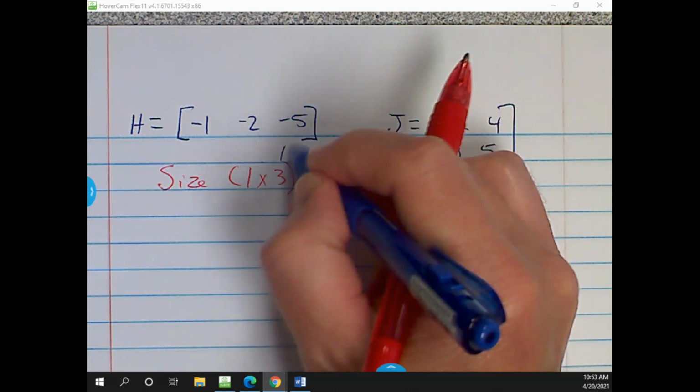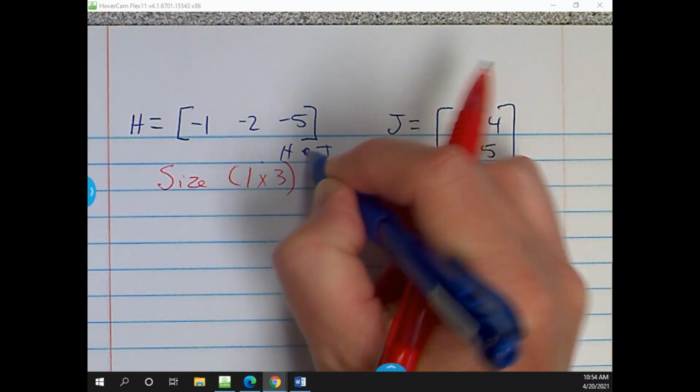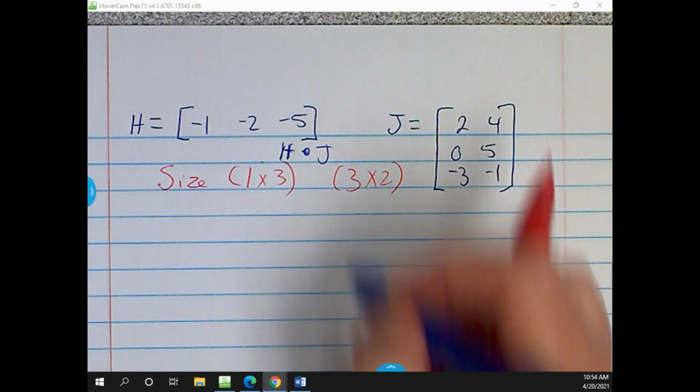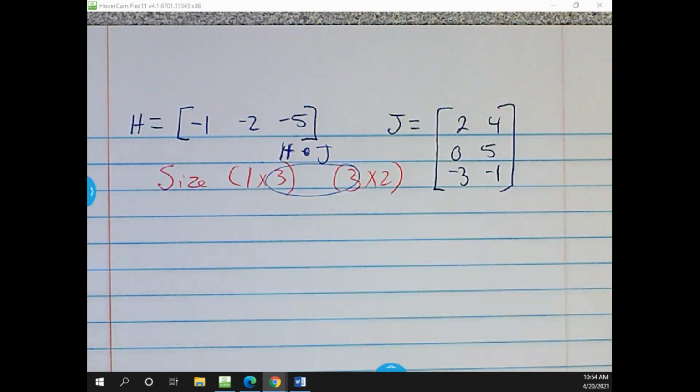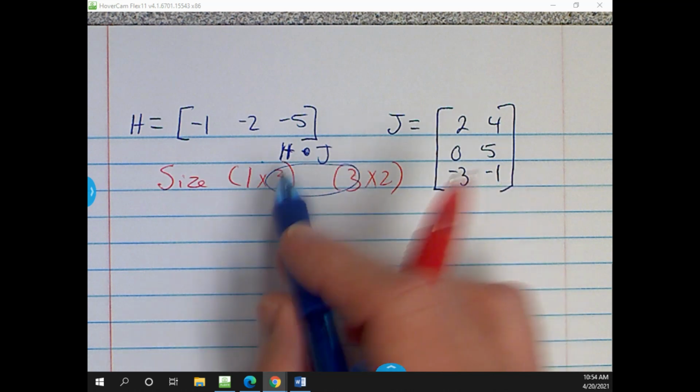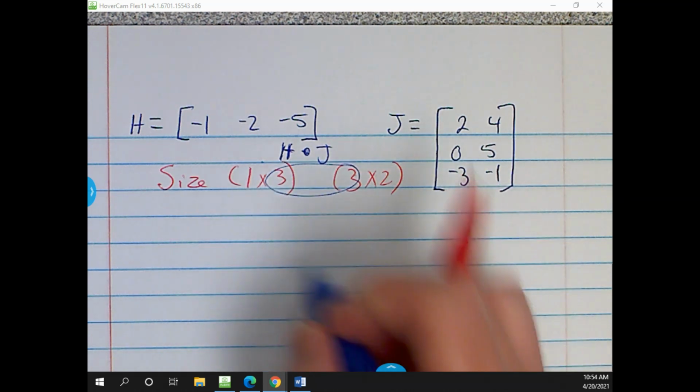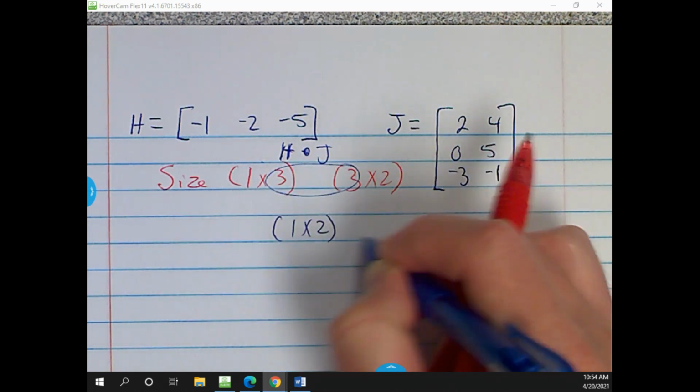Okay, so if we're asked to find H times J, that one would work out because we've got the 3's in the middle that would be the same. So the answer size for H times J, when multiplied together, it's going to be a 1x2 matrix.